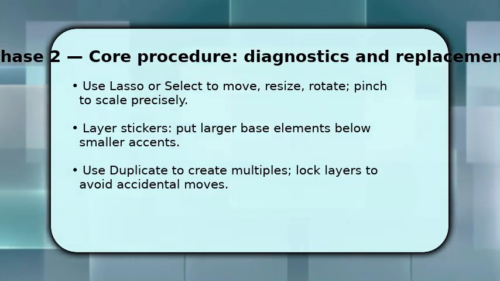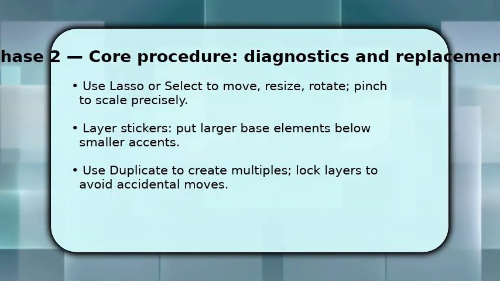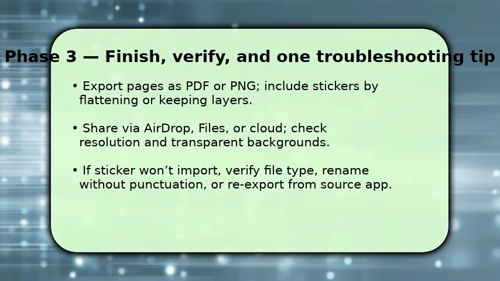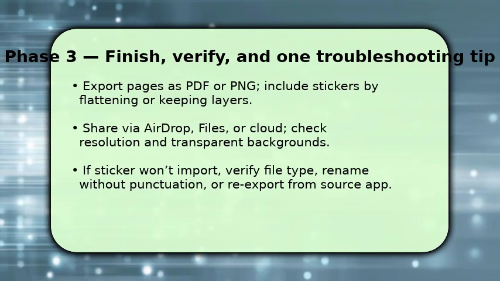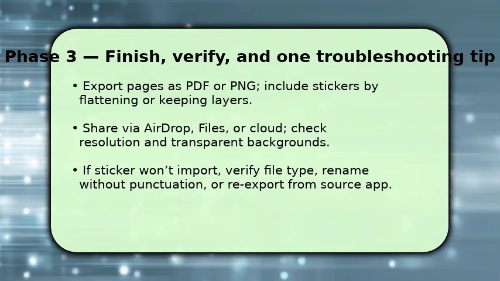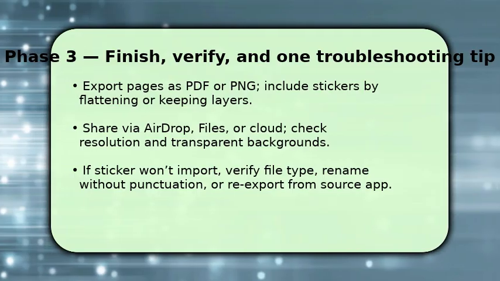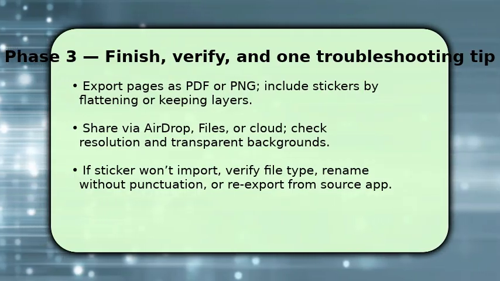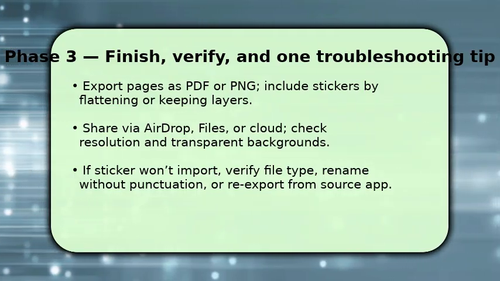Finish by exporting your page as PDF or high-res PNG. Choose flattening if recipients don't use Goodnotes 6, or keep editable objects when collaborating. Then share via AirDrop, files, or cloud storage, and inspect resolution and transparent backgrounds to ensure quality.